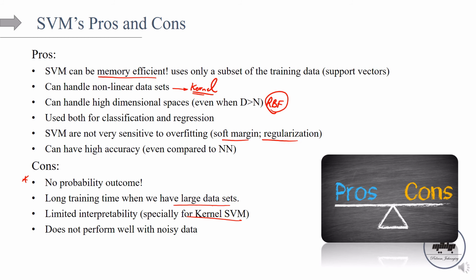And then it does not perform well with noisy data. And finally, it is suited to small to medium-sized data sets, right? However, for small to medium data sets with very large dimension, let's say thousands of dimensions in the data, SVMs are doing a very good job compared to other machine learning models.